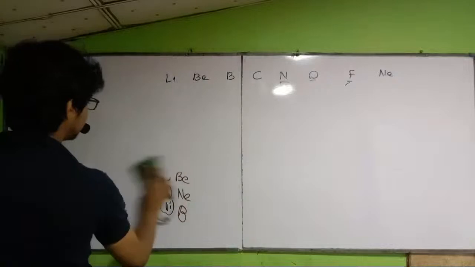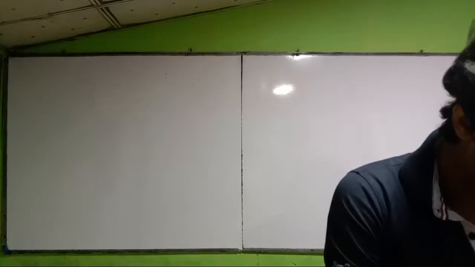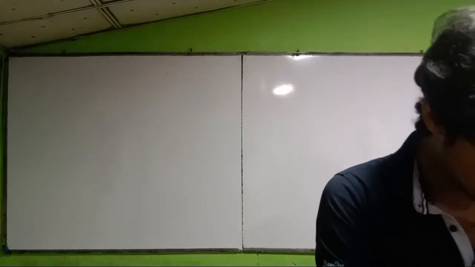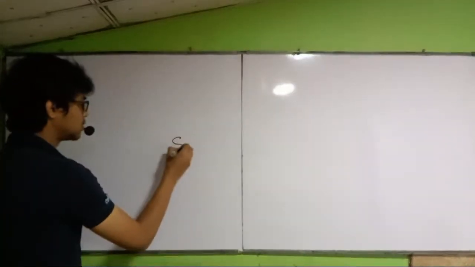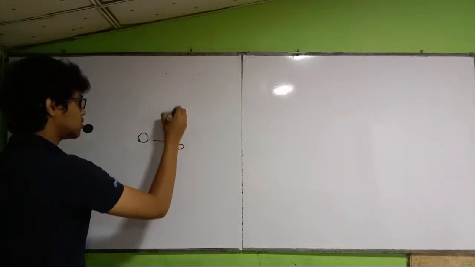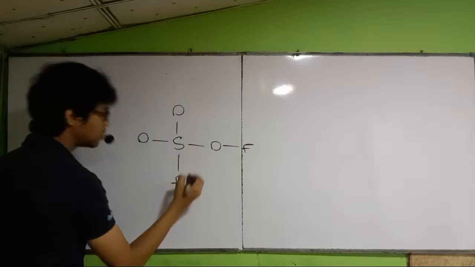People, then next on Lewis structures thing we have. We have practiced a lot of Lewis structures in the class. Draw the most acceptable Lewis dot dash structure for the molecule SO3F2. You have sulfur, oxygen, oxygen, oxygen, fluorine, and fluorine.